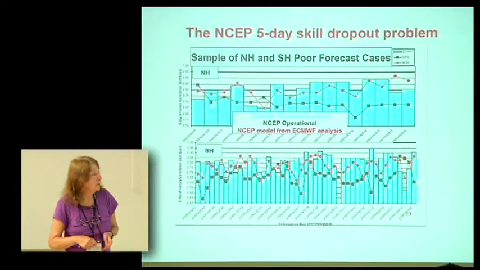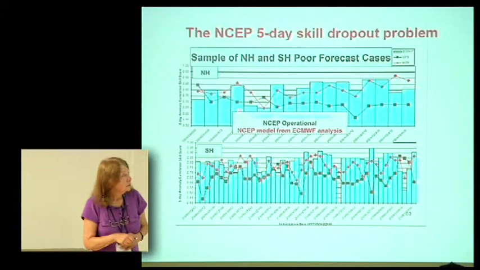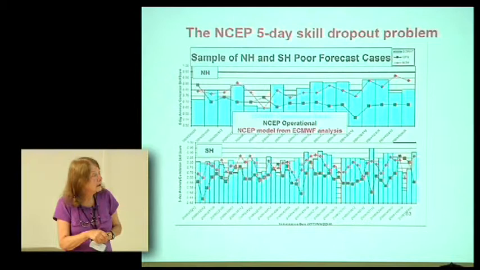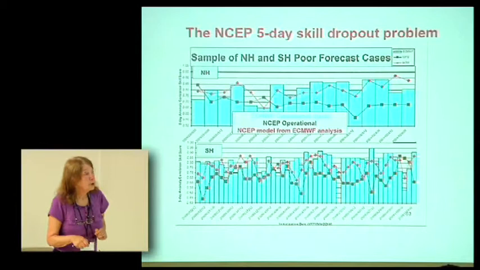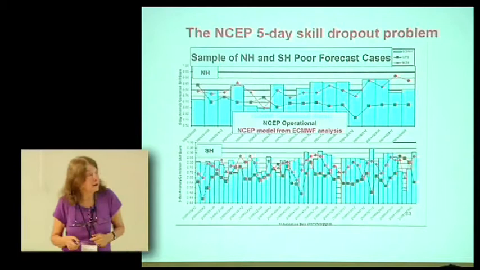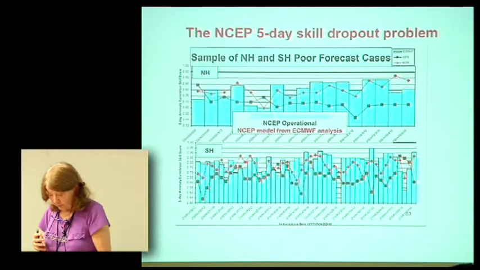It doesn't happen every day by any means, and occasionally the NCEP forecast is actually better than the ECMWF, but generally it's worse, and in these particular cases it's much worse. It's a big gap between the blue and the black, and what somebody very cleverly tested is the question: is the model worse at NCEP, or is the data assimilation worse?